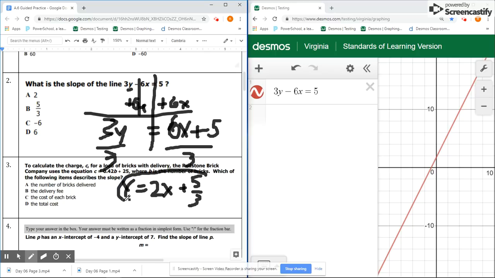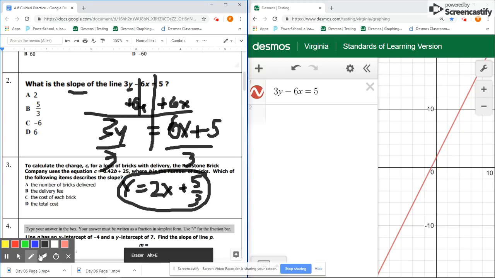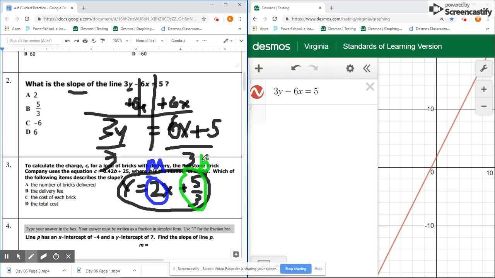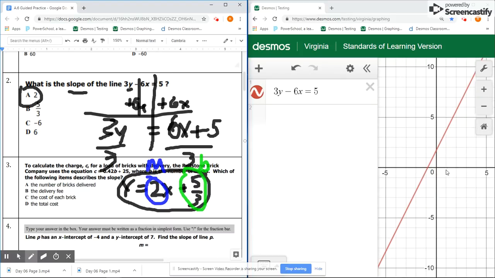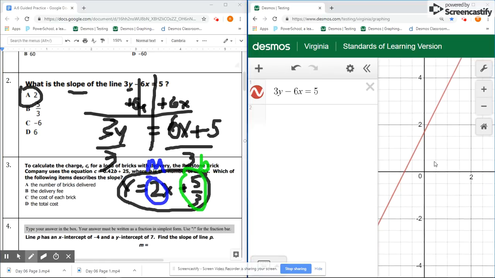Okay, so this is in slope-intercept form. Remember, slope-intercept form gives us a slope and it gives us an intercept. Remember that the 2 here is the slope, that's the m, and the 5/3 here is the y-intercept, that's the b. Okay, so our slope is the m, which is going to be 2. And it's really weird because it doesn't look like we have any nice points here. So we actually had to solve that one, but that's okay.